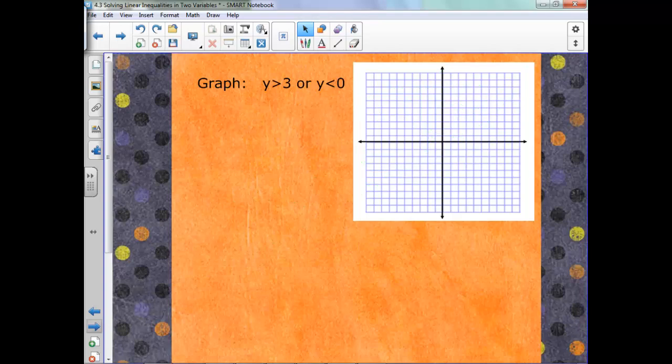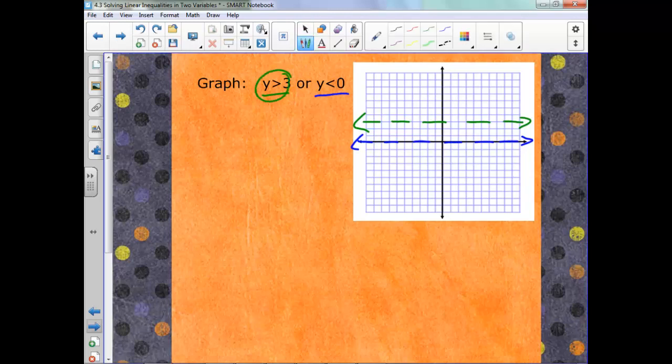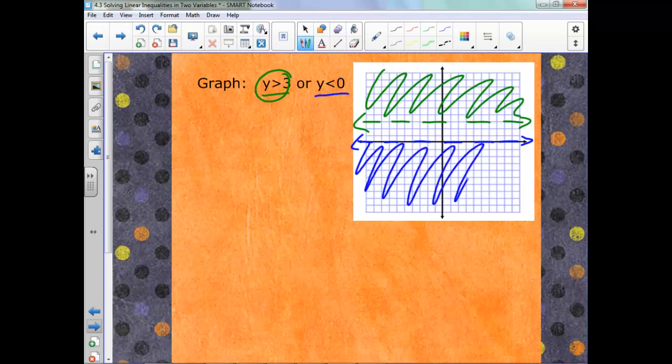One more. So now, once again, remember these are horizontal lines. And this one's going to be dashed at +3. This one's going to be dashed at 0. And notice we want the numbers greater than 3 here. So greater than 3 here. Or less than 0, which would be these. And this is all for section 4.3.